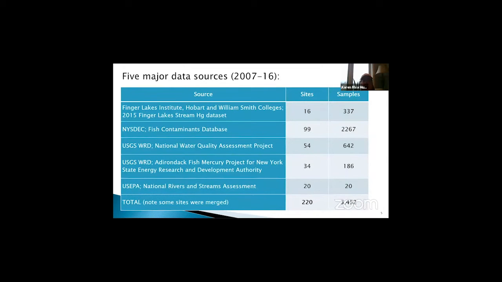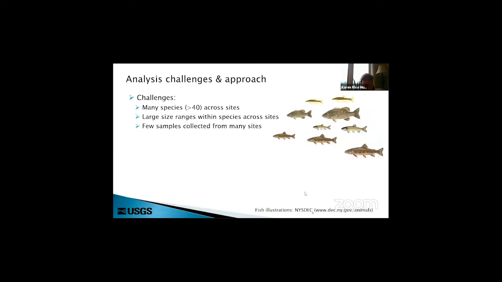So we had 5 major data sources, and they're shown here. Most of the samples and many of the sites came from New York State Department of Environmental Conservation. And all in all, after combining a few nearby sites with each other, we had 220 sites and more than 3,000 samples to work with on streams and rivers in the state.